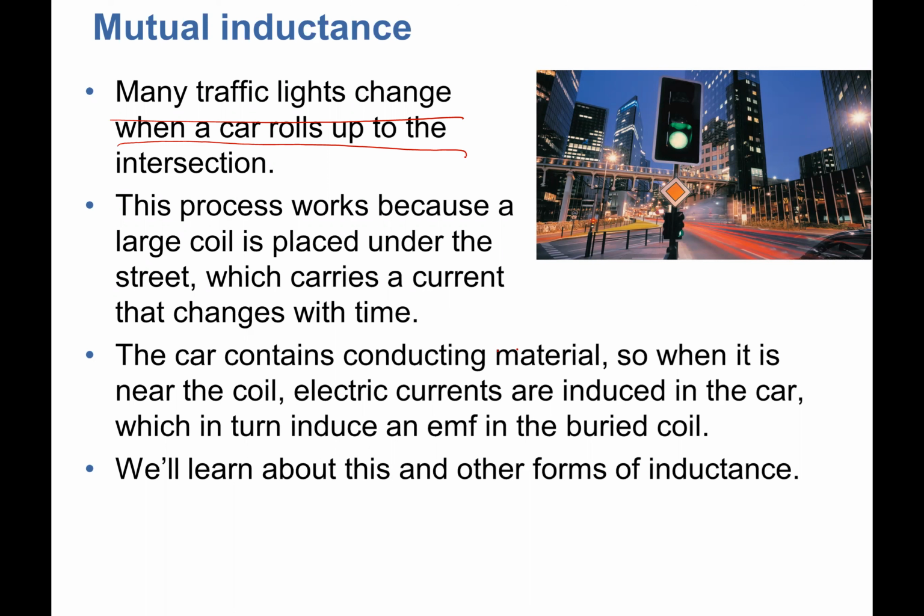So you see there's a red light, you approach the traffic light, and suddenly it changes to green. This process works because a large coil is placed under the street, which carries a current that changes with time. Remember, we just learned that a moving conductor in a magnetic field can generate current. So the car contains conducting material.